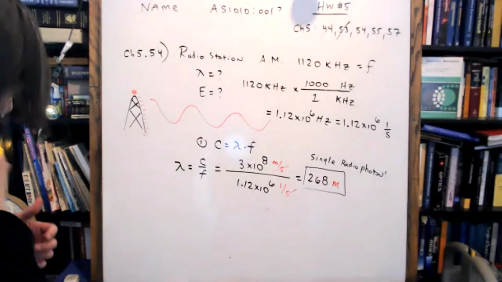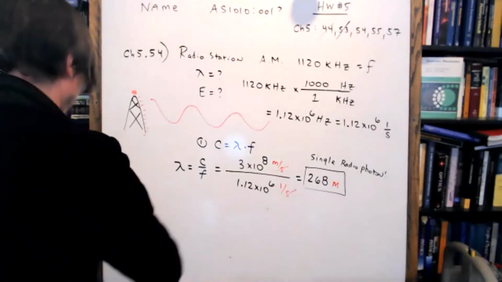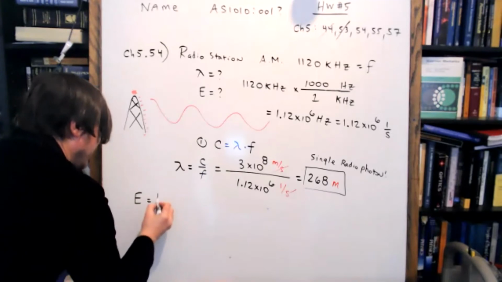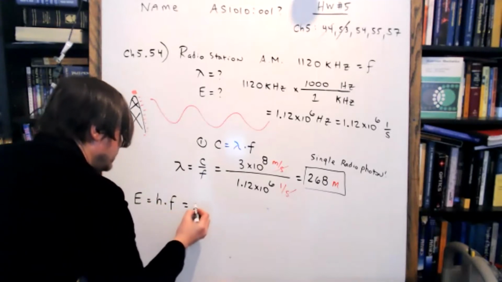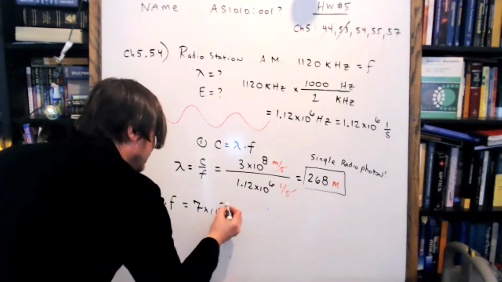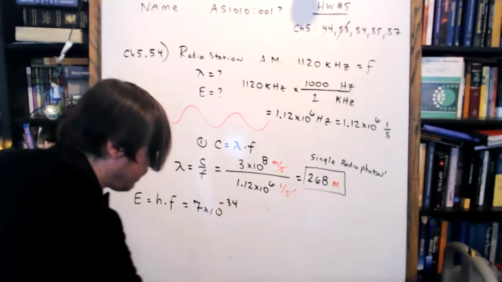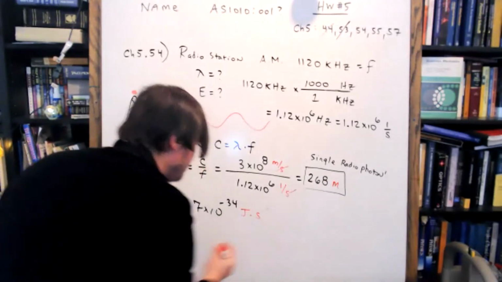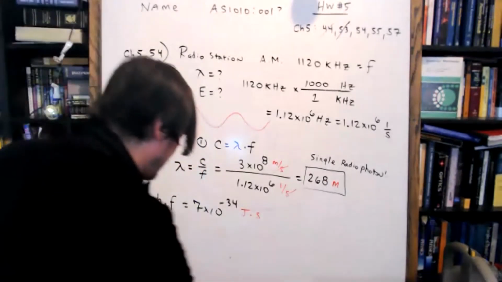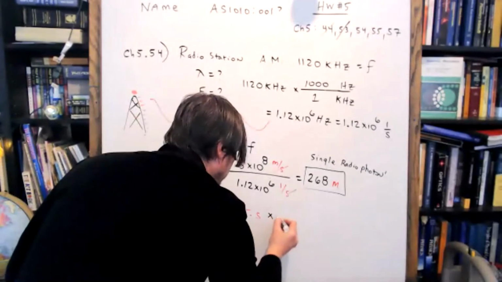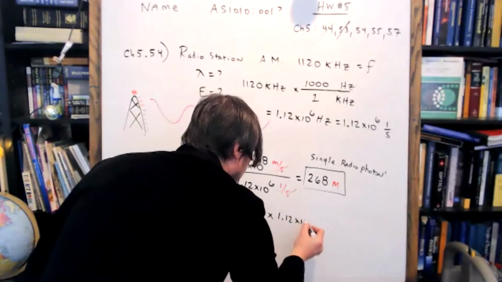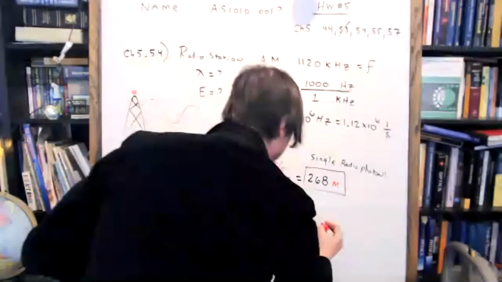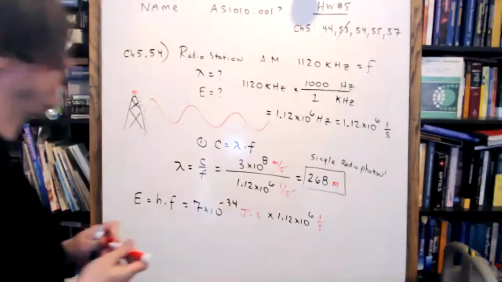For energy, we do E equals H times F. Love it. And we've already converted our F into MKS units, so we'll just speed things up. 7 times 10 to the minus 34. The units are joules times seconds. Multiplied by 1.12 million hertz, or per seconds. And what's that give us?